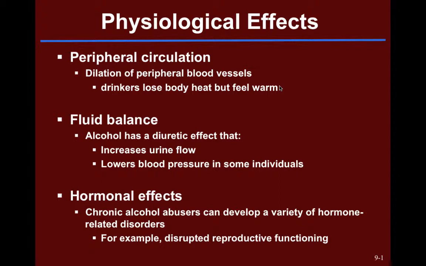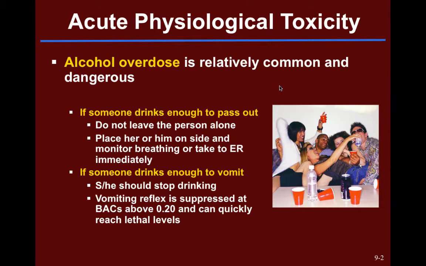Alcohol also affects fluid balance in the body. This is one that people who do drink even occasionally tend to have some familiarity with. So alcohol has a diuretic effect, so it increases the flow of urine. But because of that diuretic effect, it can also lower blood pressure in some individuals. So if individuals have a low blood pressure problem, drinking alcohol may exaggerate it. And then finally, hormonal effects. Long-term heavy alcohol abusers can develop hormone-related disorders, typically related to disrupted reproductive functioning.